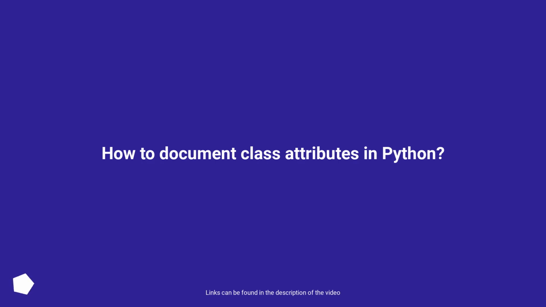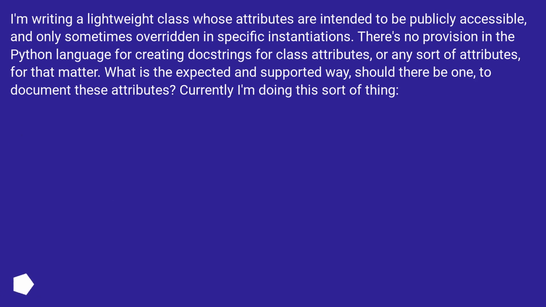How to document class attributes in Python. I'm writing a lightweight class whose attributes are intended to be publicly accessible, and only sometimes overridden in specific instantiations. There's no provision in the Python language for creating docstrings for class attributes, or any sort of attributes, for that matter. What is the expected and supported way, should there be one, to document these attributes?